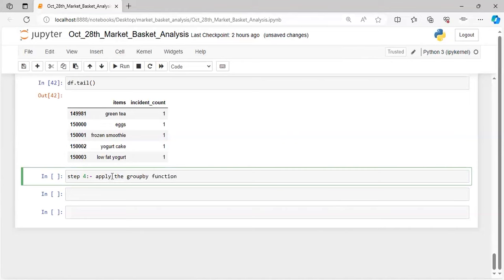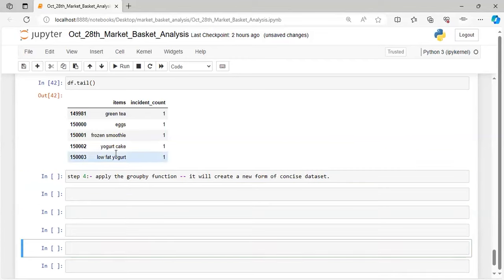Okay, and make a new pandas data frame. So basically it will create a new form of concise data set by applying the group by function. Okay, so in step 4 we will apply the group by function, then it will be a concise form of our data set.